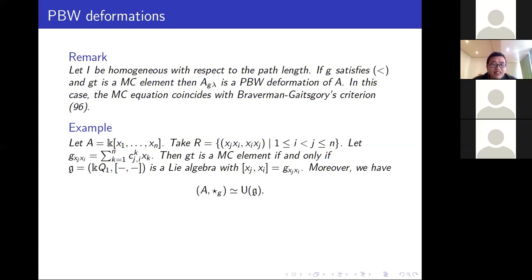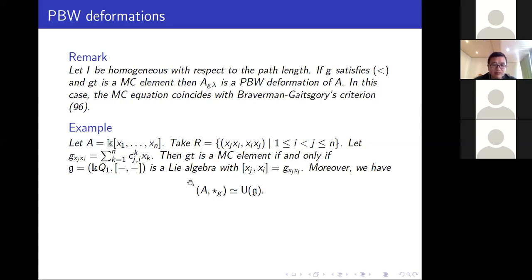And then we find G_t is a Maurer-Cartan element of the infinity algebra if and only if this is a Lie algebra. So we have a Lie algebra structure on the space spanned by the arrows of our quiver. Okay, and the bracket is given by this one. So we send x_j x_i to this sum. Somehow this c_{ij}^k is just a constant, the structure constant of the Lie algebra.